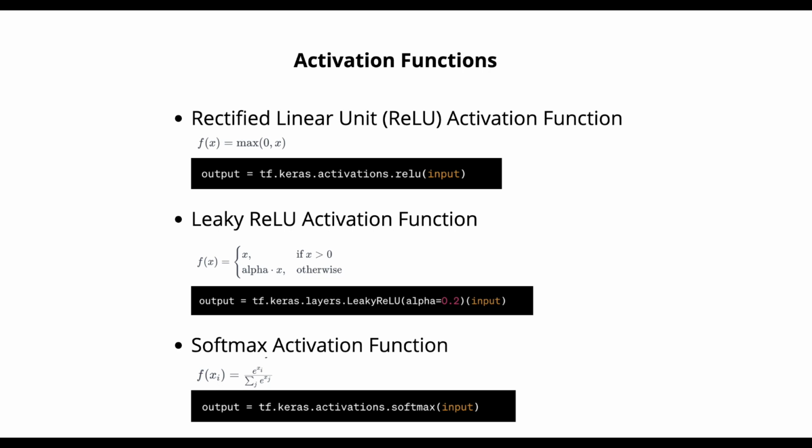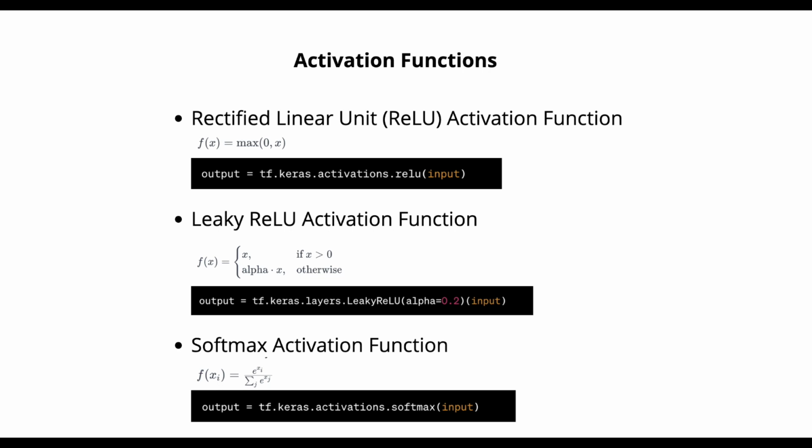The Rectified Linear Unit or ReLU activation function. The Rectified Linear Unit activation function introduces non-linearity by outputting the input value if it's positive and 0 otherwise. ReLU is widely used in hidden layers of neural networks due to its simplicity and effectiveness in training deep networks. Mathematically, it's represented as f(x), or function of x, equal to max(0, x). TensorFlow usage is output = tf.keras.activations.relu and pass the input to it.